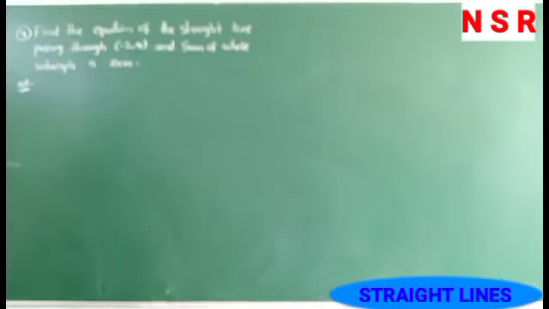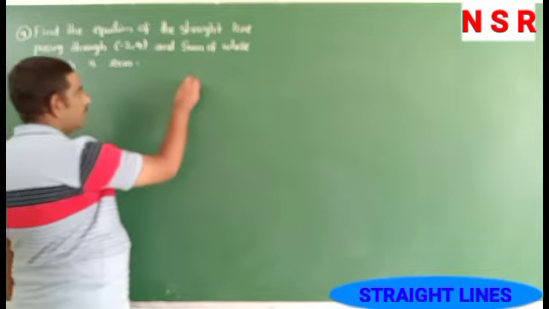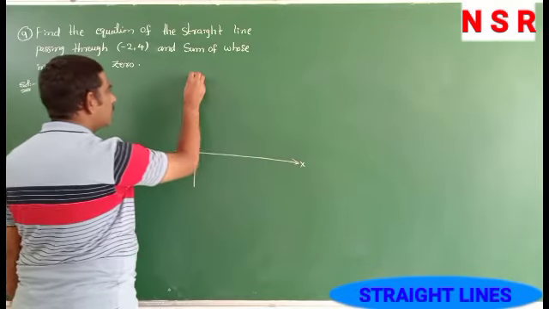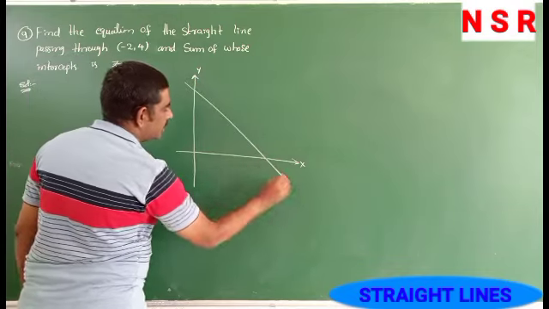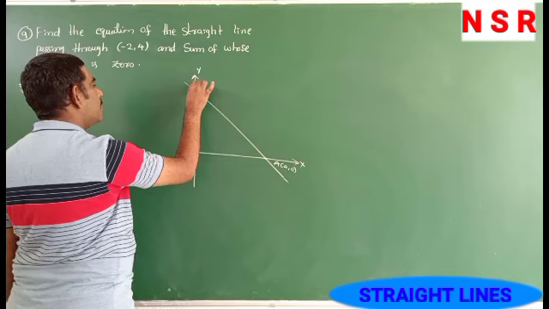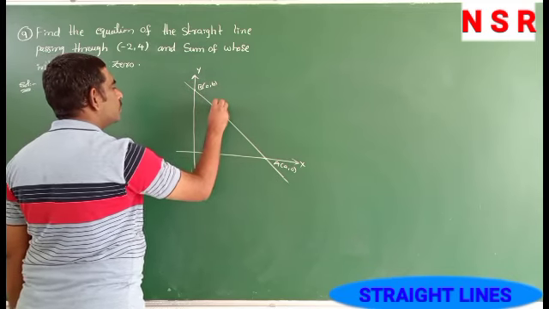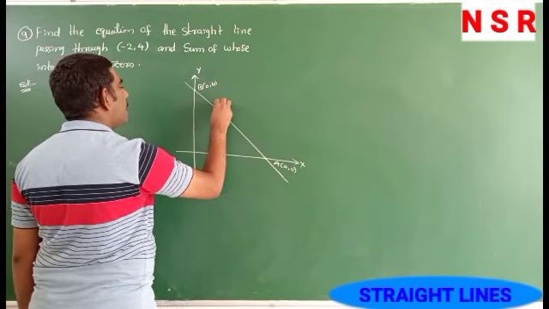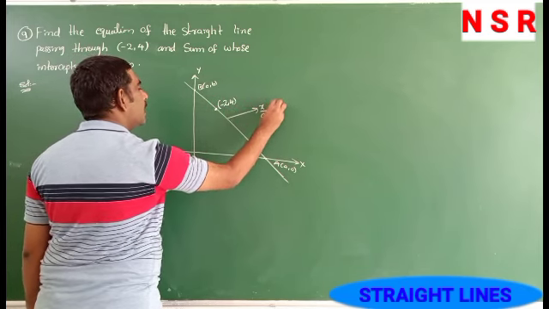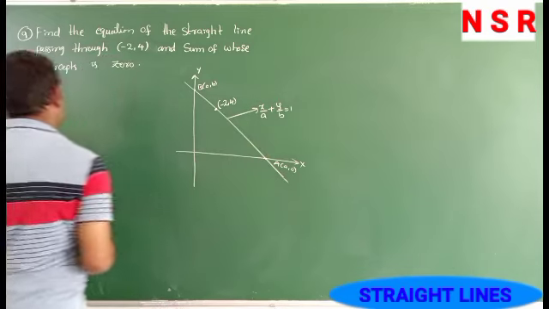So next, question number 9: find the equation of the straight line passing through minus 2 comma 4 and sum of whose intercepts is 0. So here also an intercept condition is given. Now take it in coordinate axis intercept form. So this is A comma 0 and this is 0 comma B. This is passing through minus 2 comma 4. So this is intercept form, x by A plus y by B equal to 1.